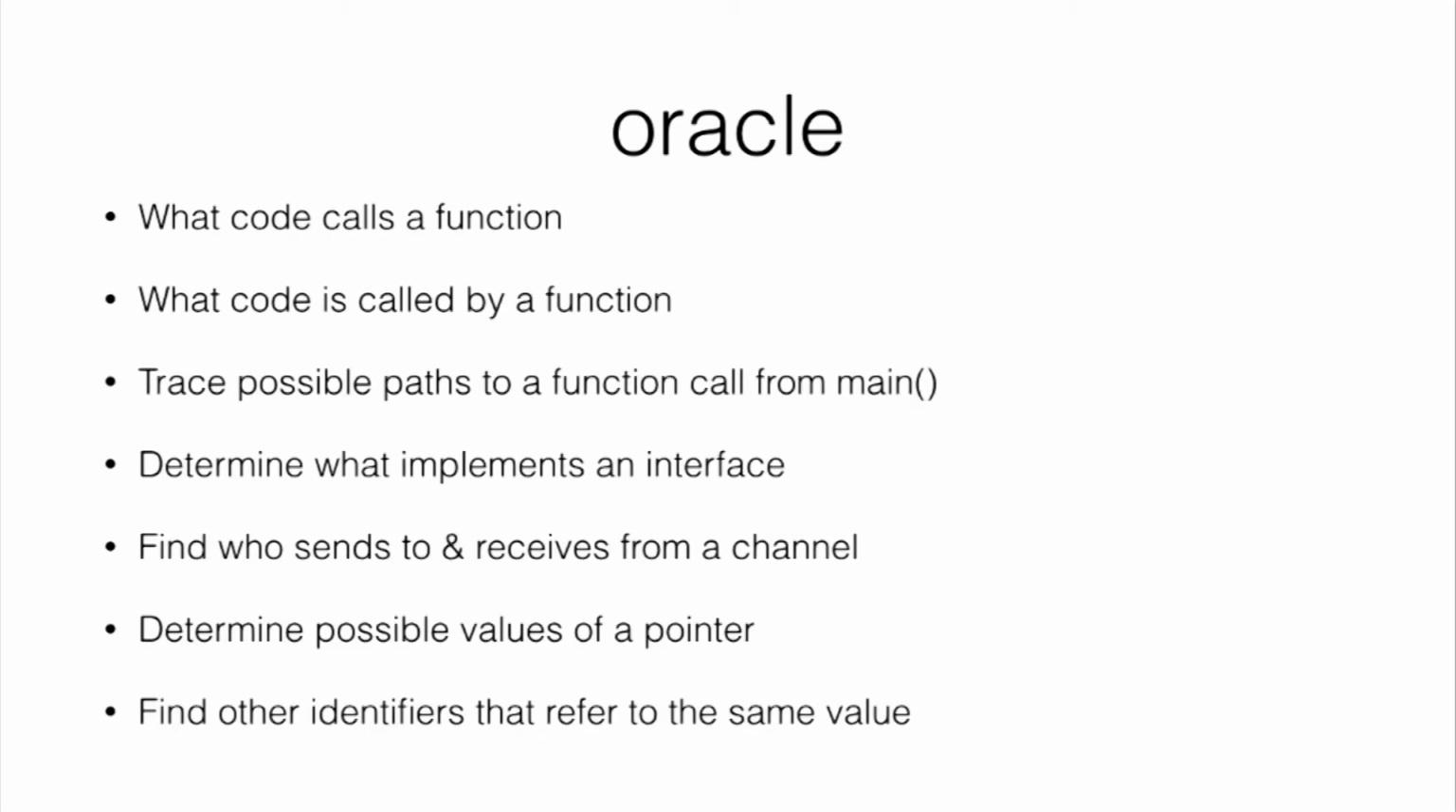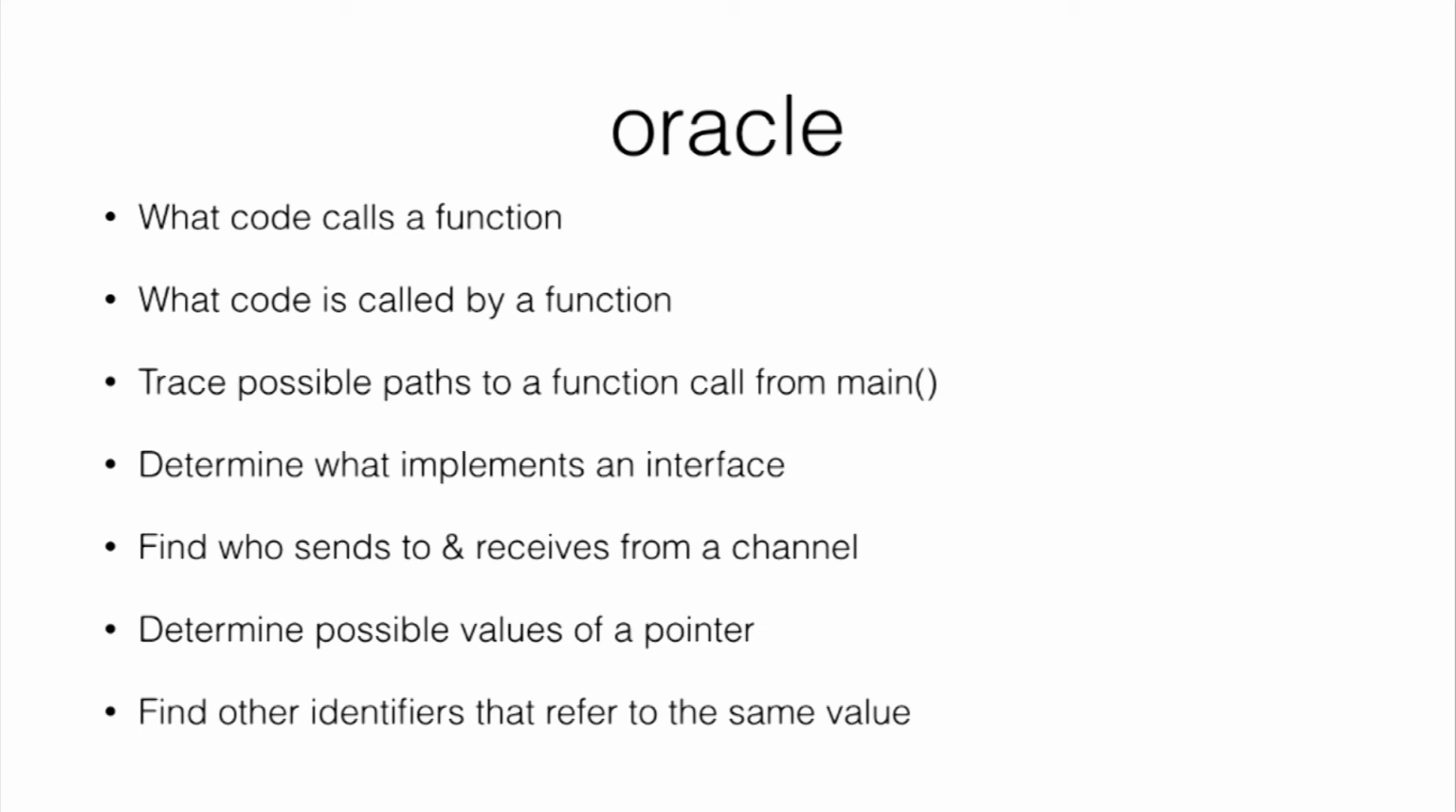And here's a list of some of the things that Oracle could do. You can find what code calls a function, and what code is called by a function. You can trace possible paths to code. You can figure out what implements an interface, even within your whole Go path. You can say what implements Reader.